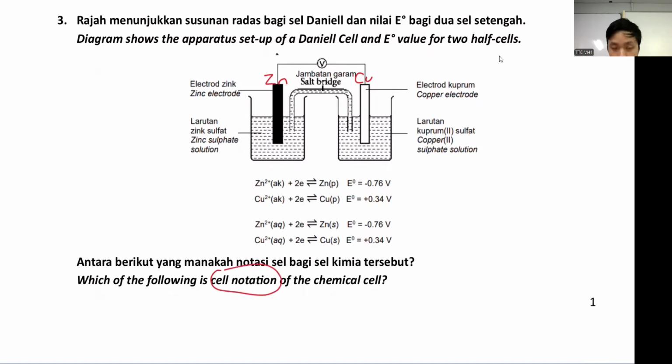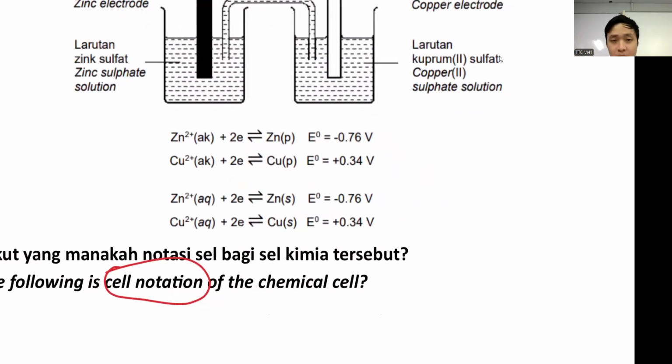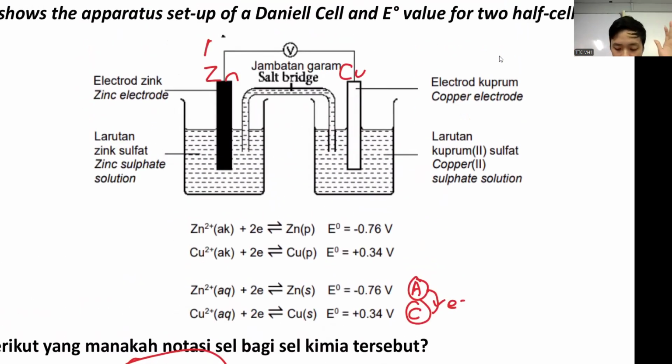So which one is the cell notation? First of all, we have to identify which one is anode, which one is cathode. If they give you the E naught value, the more negative one is the anode already, and the more positive one is the cathode. Electrons flow from anode to cathode. So zinc is the anode and copper is the cathode. But remember, for voltaic cell, anode is negative, cathode is positive.